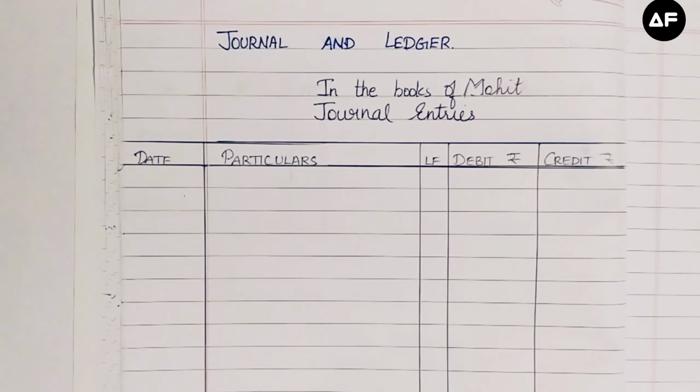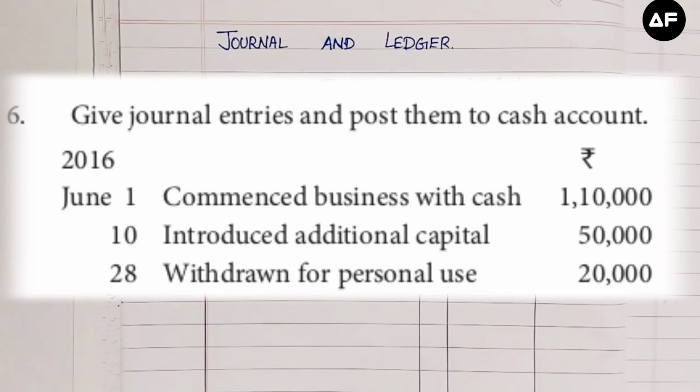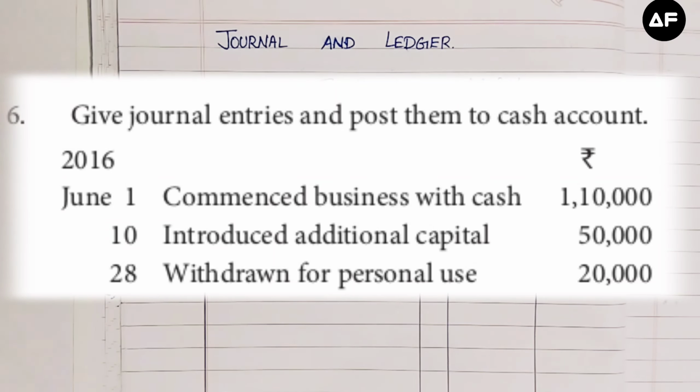In this video we're going to see another sum, which is journal and ledger. This is the sixth sum from the summer sheet textbook of 11th standard. The sum goes as: give journal entries and post them to the cash account. Therefore we must open only the cash account in the ledger books.